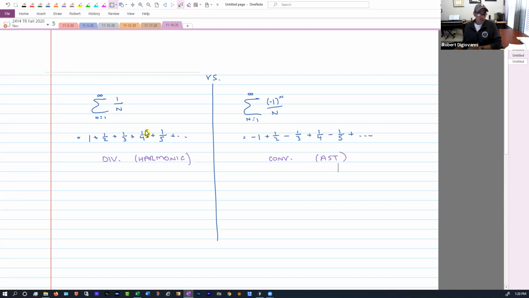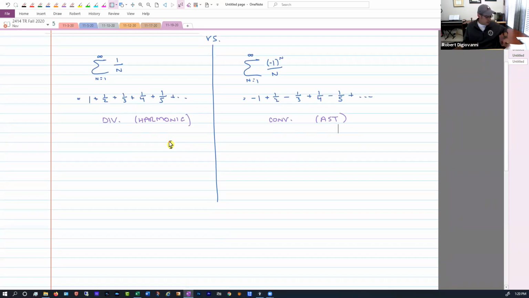So these look very similar, but having every other one of these being subtracted has a huge impact on things. It actually makes this thing converge, as opposed to over here, when we add them up, we get divergence. Questions? We're going to do another one. Okay, how about this one?